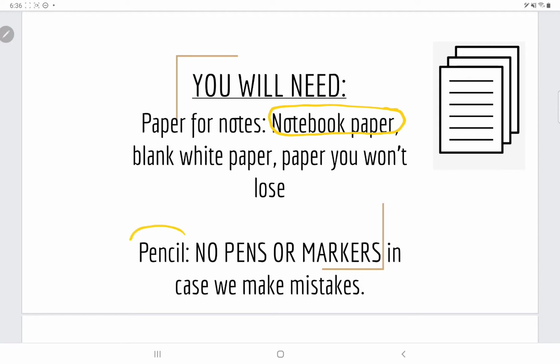And then also make sure that you grab a pencil. Don't be using a pen or a marker today because remember, this is an important lesson. And if we make mistakes, I don't want you to ruin your whole paper for it, okay? So make sure that you have a pencil and an eraser handy.